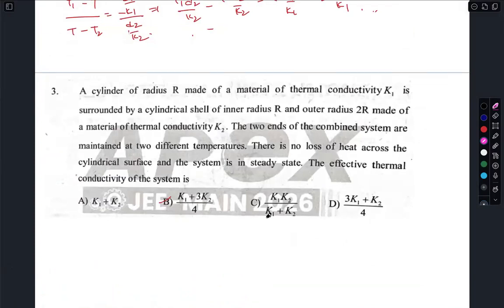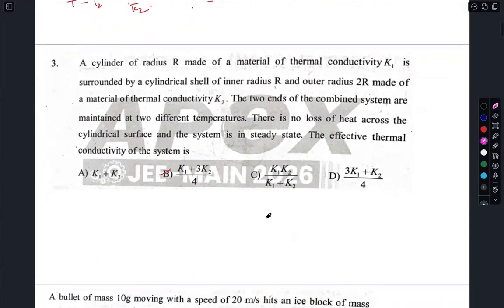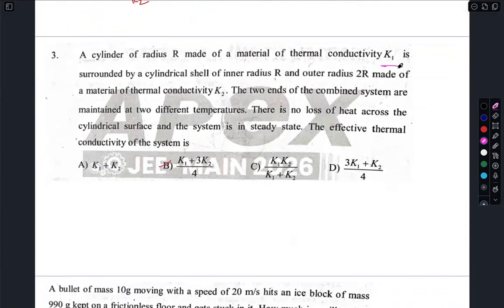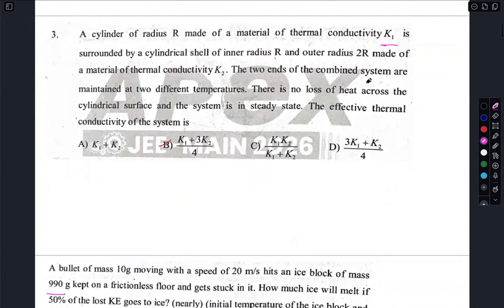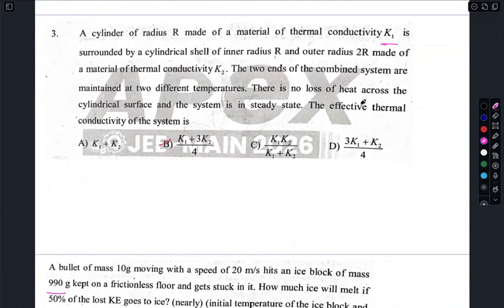Third question. A cylinder of radius R made of material of thermal conductivity K1 is surrounded by a cylindrical shell of inner radius R and outer radius 2R made of material of thermal conductivity K2. Right. If you see, you will see the arrangement something like this. K1, K2. The two ends of the combined system are maintained at two different temperatures. There is no loss of heat across the cylindrical surface, and it's a parallel combination practically.